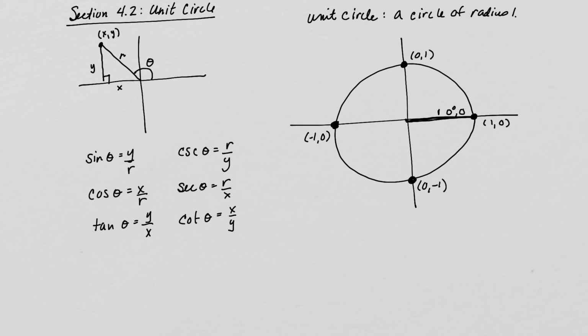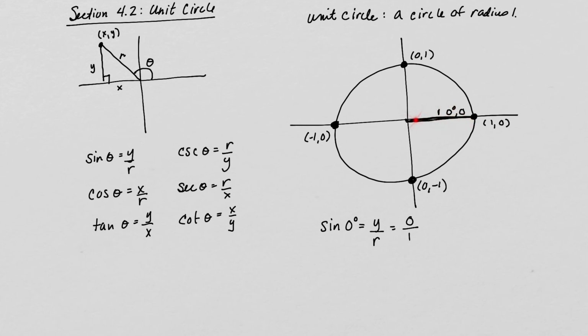So if we wanted to find, say, the sine of 0 degrees, remember we said sine is the Y value over the R value. So in this case, Y is 0 and R is 1, so I have 0 over 1. And the reason that I got 0 over 1 is because the distance here, the radius, was 1.